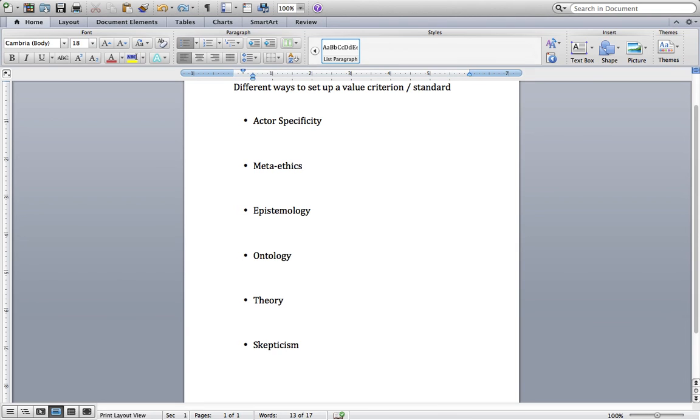So the next big picture way we can justify a framework that I want to talk about is called meta-ethics.